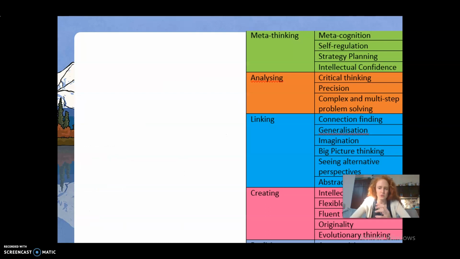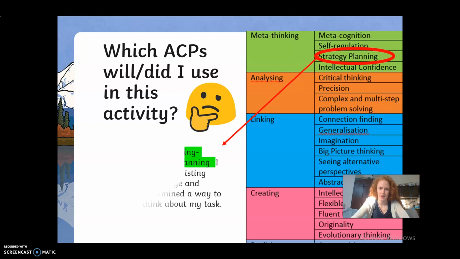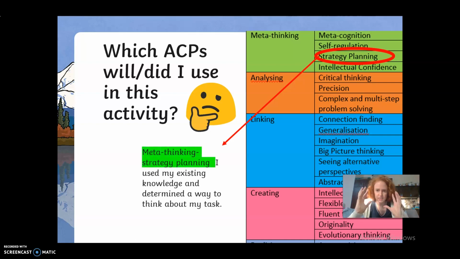Right, now we need to think about, if I want to be successful in this task, what do I need to do? First of all, of course, I need to follow instructions in order to submit what the teacher asked for, right? Regarding ACPs, which ones did we use in this lesson? In this lesson was a bit of meta thinking, okay, and strategy planning. So I use my existing knowledge, what I already know. We already know about latitude, longitude, we know about coordinates, we know about time zones, and I determined a way to think about my task.